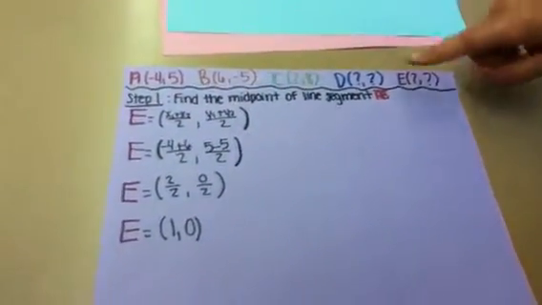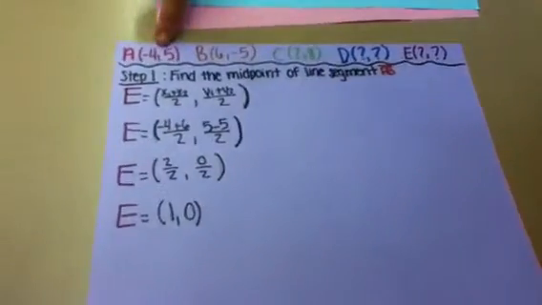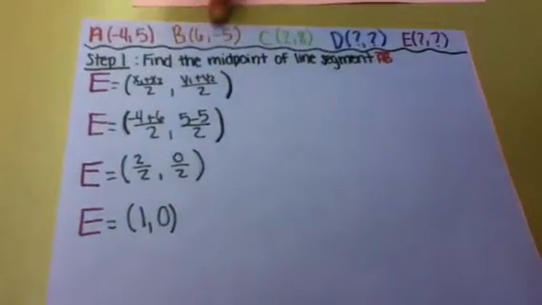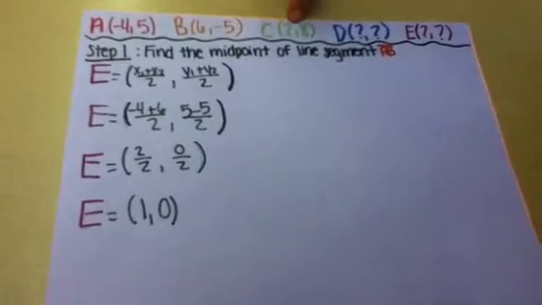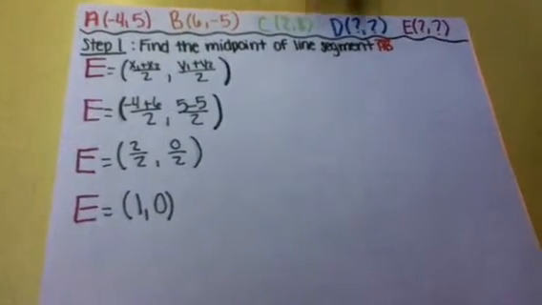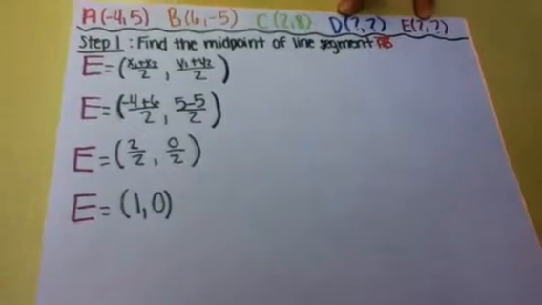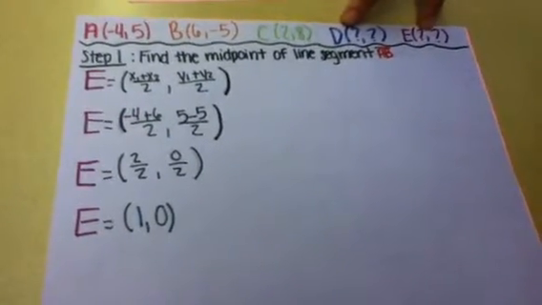So, we know that point A is at the coordinates -4, 5, and that point B is at the coordinates 6, -5. Also, point C is at the coordinates 2, 8. This means that we need to find the coordinates of point D, using the midpoint, point E.